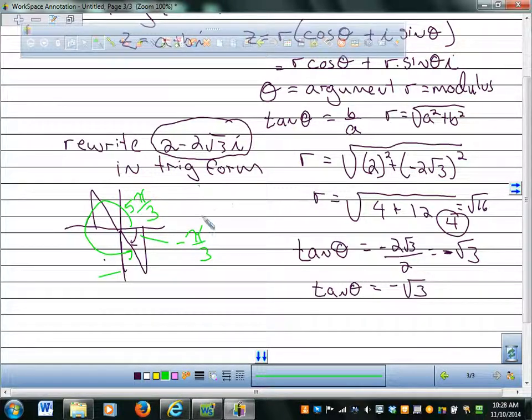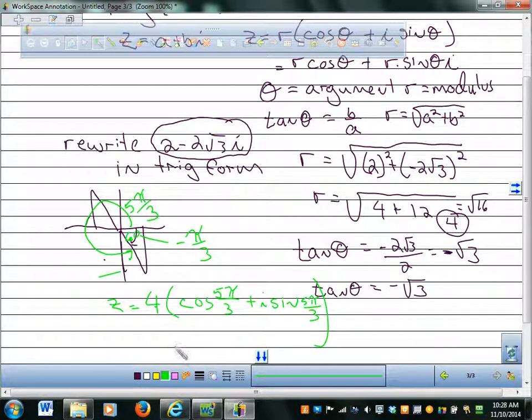That's because when this angle is 60 degrees, tangent is negative root of 3. Okay, so let's just rewrite it in complex form, in trig form. So z is equal to r, which I now know is 4, times the cosine of 5 pi over 3 plus i sine of 5 pi over 3. Okay?